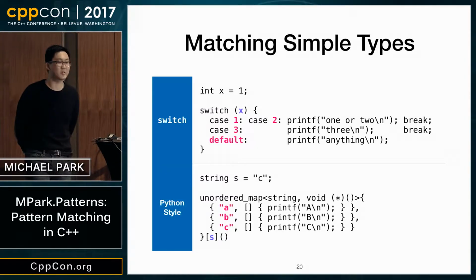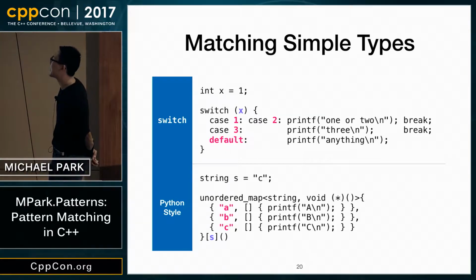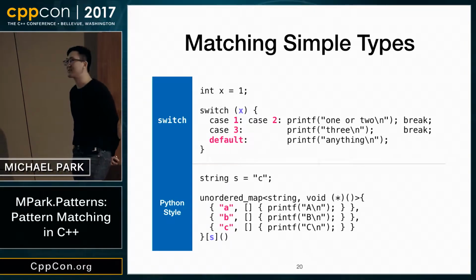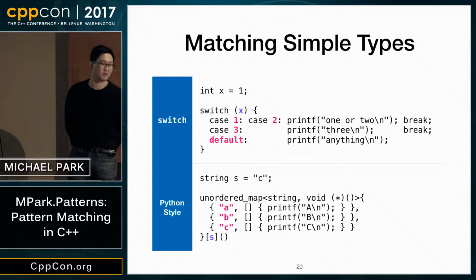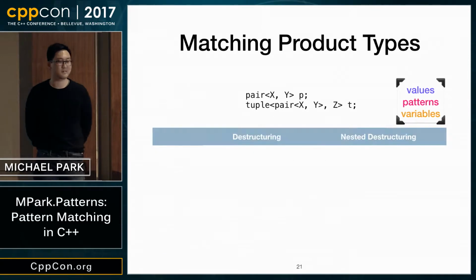So here's an alternative way to do it. This is a Python-style switch, right? You can construct your own map, and then you can index into it and call whatever action you want to call. Two ways of doing it.